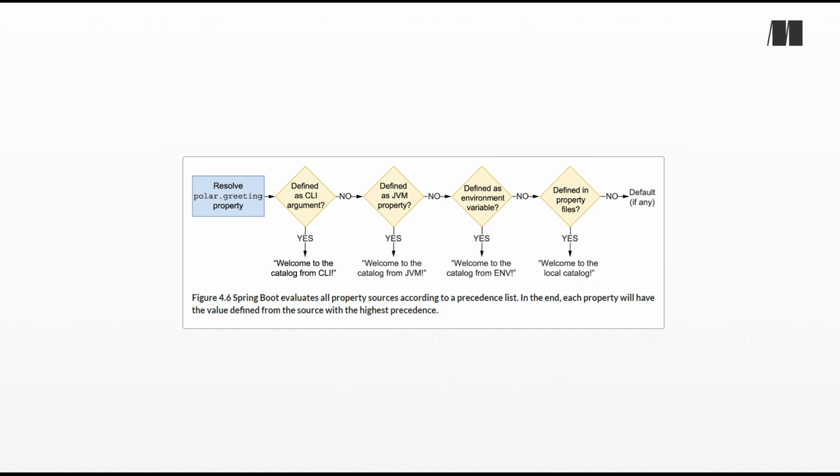Figure 4.6 illustrates how the precedence rules work for overriding a Spring property. Figure 4.6. Spring Boot evaluates all property sources according to a precedence list. In the end, each property will have the value defined from the source with the highest precedence.